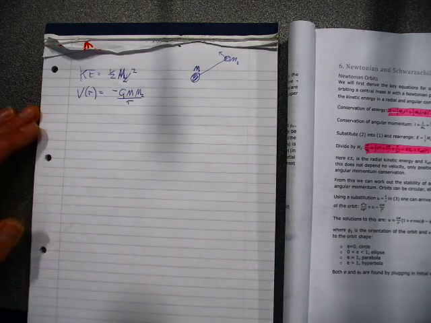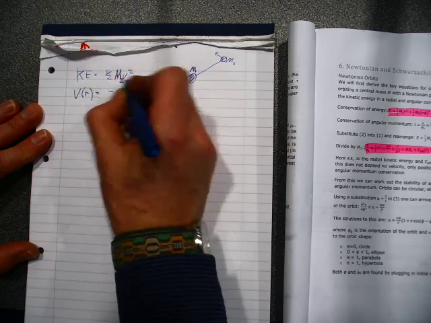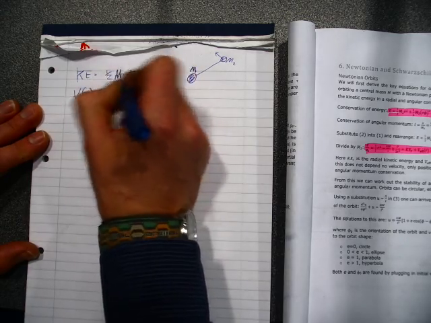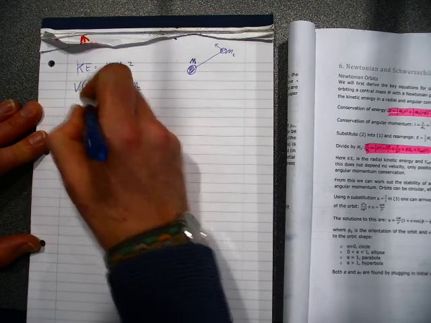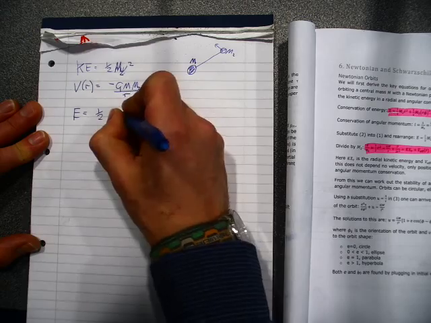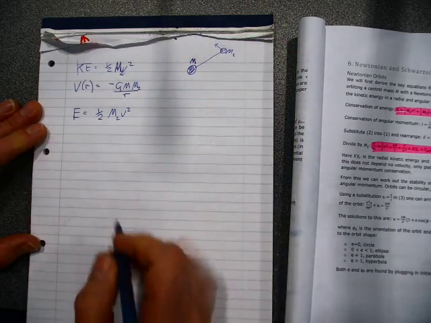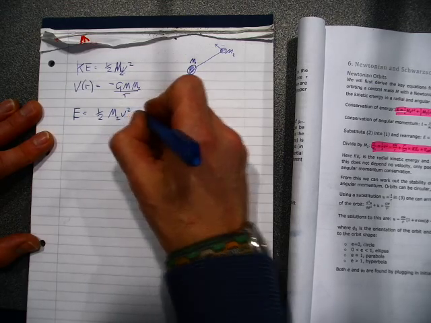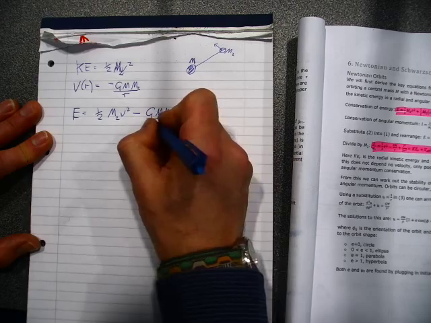So those are the two energy terms, kinetic energy and potential energy. Now for conservation of energy, the total energy is equal to the sum of these two: a half m2 v squared, where by v we mean the total velocity of this satellite, minus G M m2 divided by r.